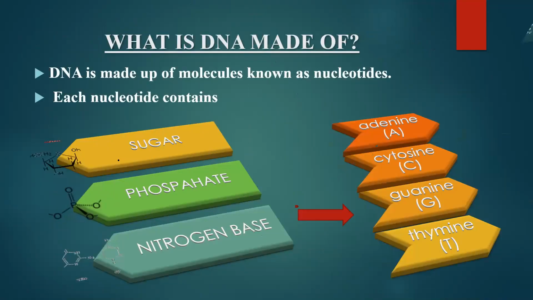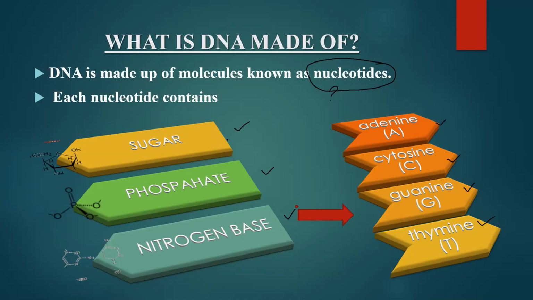Now let's see what DNA is made of. As you can see, DNA is made up of molecules known as nucleotides. Now, let's see what these nucleotides are made up of. A nucleotide consists of a sugar, a phosphate, and a nitrogenous base. And when you talk about nitrogenous bases, you have adenine, represented by A, cytosine, C, guanine, G, and thymine, T.